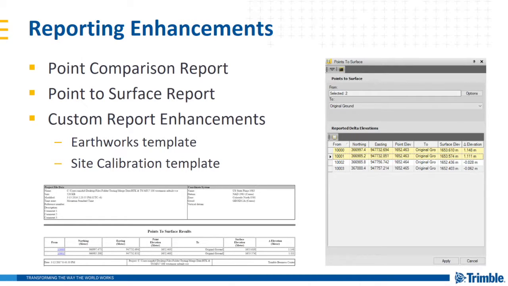A couple of enhancements to the points to surface command. The report delta elevation table in the points to surface command, which is used to measure the distance from one or more points to a specified surface, now allows you to click any column header in the table and allows sorting of the rows based on ascending or descending values in that column. In addition, you can select those rows only in the table that you want to include in the resulting points to surface report. So this enhancement enables you to organize and display your data in a manner that is customized to what you want to see.